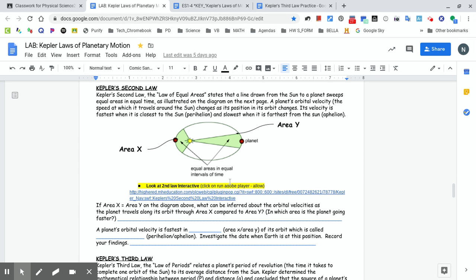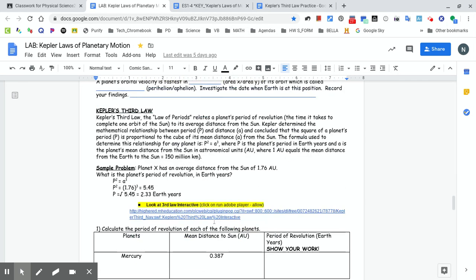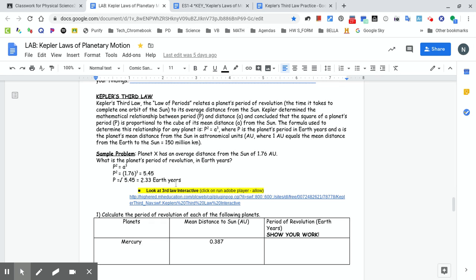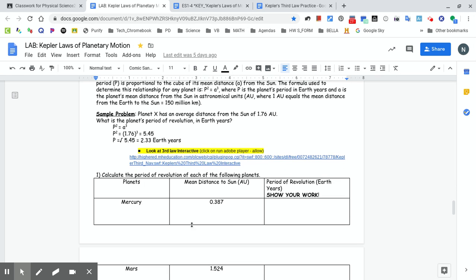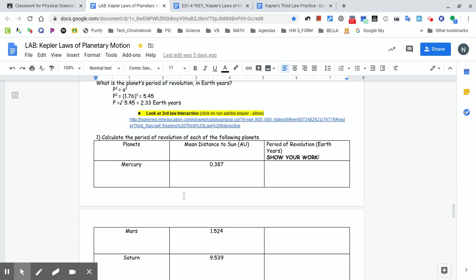You click on the link. Make sure you click on the W player to run. Looking at the second law and answering a few questions, and then the third law, same thing. You're just looking at the interactive and really reading through the sample problem, because that's what we're going to go through today: the third law and how to do that. We'll probably go through Mercury together.